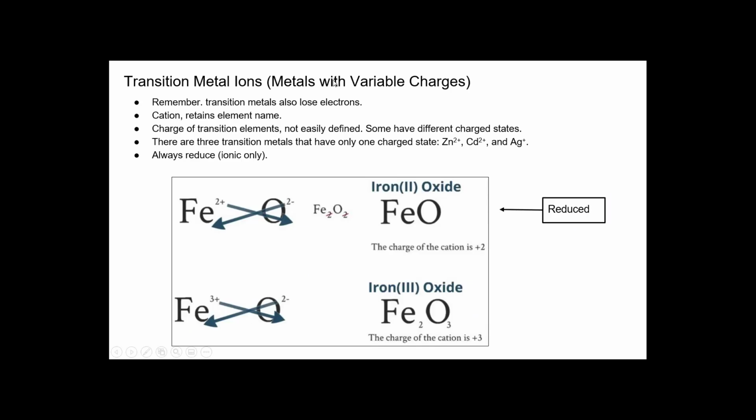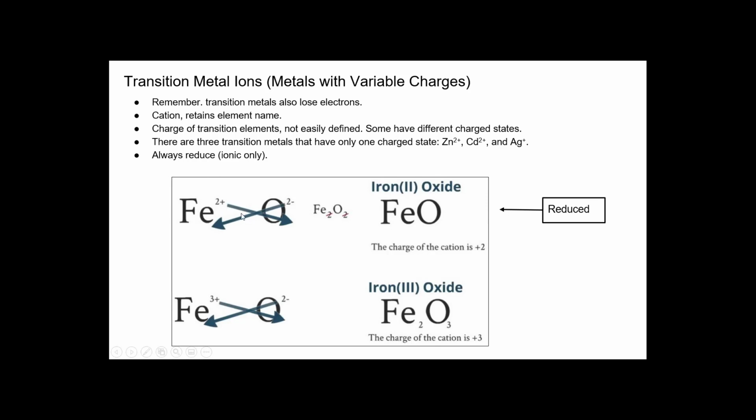Transition metal ions, metals with variable charges. Remember that transition metals also lose electrons. However, some of them will have different oxidation states. You need to understand which oxidation state you're dealing with. Your book should have something regarding charges, and if not, you can do a search online for transition metal charges and something should come up. I did find a chart that had them, and I can put that up. However, I have not verified how accurate the information is, so I'm a little reluctant to do that.